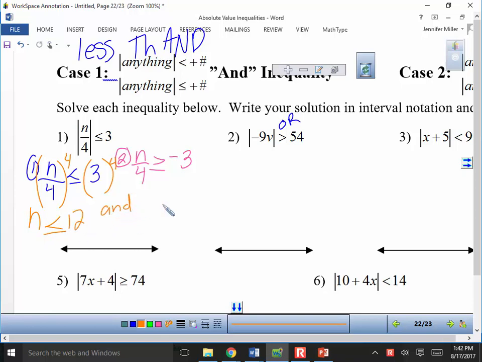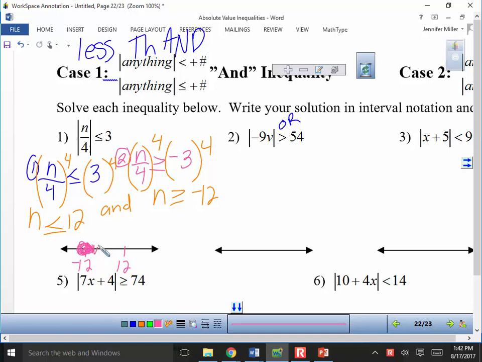And over here we multiply by what? 4 again. That'll give us n is greater than or equal to negative 12. So let's just graph these. Negative 12, positive 12. Are we going to shade on the outside or in between? Good. Open or closed circles?